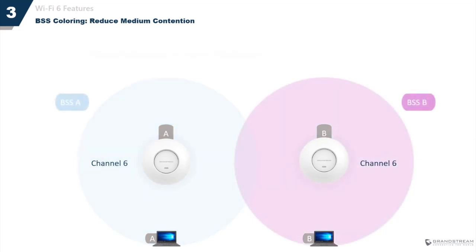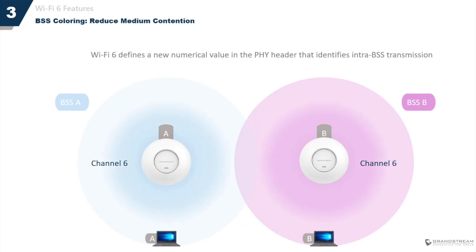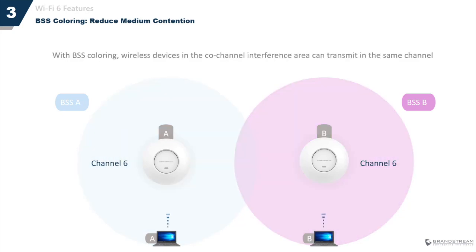And this brings us to BSS Coloring that was introduced in Wi-Fi 6. It basically defines a new value in the PHY header that defines intra-BSS transmission to allow the access point and wireless devices to determine frames belonging to a different BSS. So with BSS Coloring, wireless devices can ignore transmission from an overlapping BSS and therefore can transmit at the same time, which eventually reduces the chance of multiple devices interfering with one another even if they belong to different BSS.